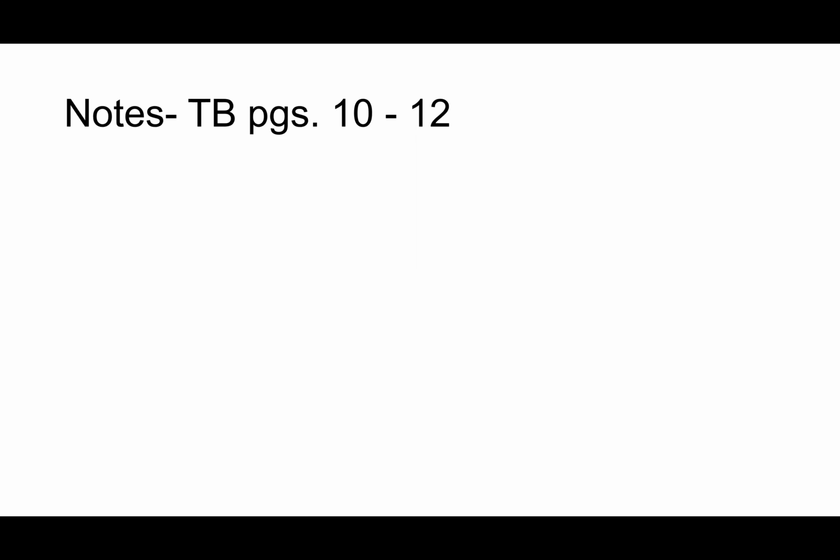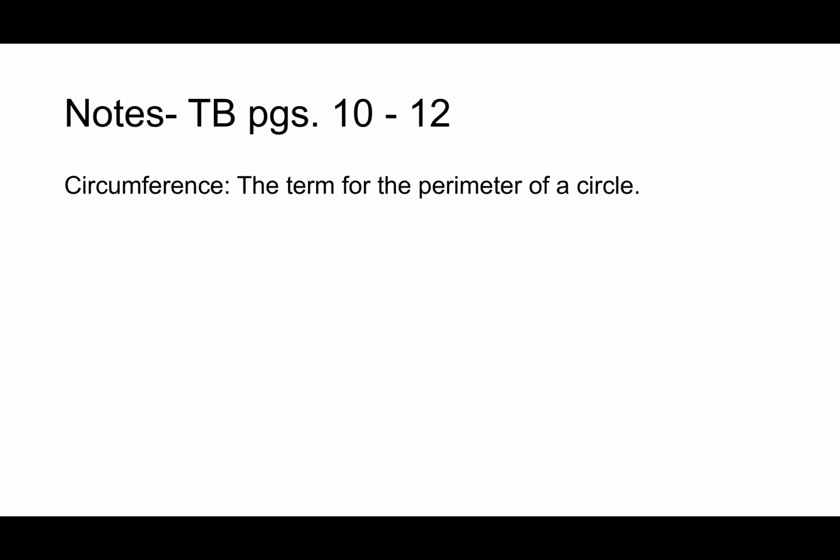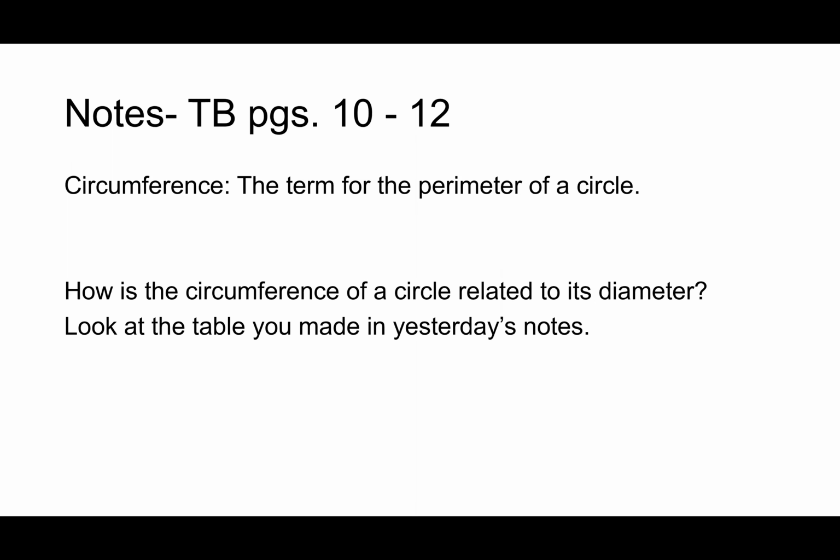Maddie, what do you remember? Circumference is diameter times pi. Yes, circumference is the diameter times pi, or about 3 times the diameter. Good. So in your notes, the circumference is the term for the perimeter of a circle.